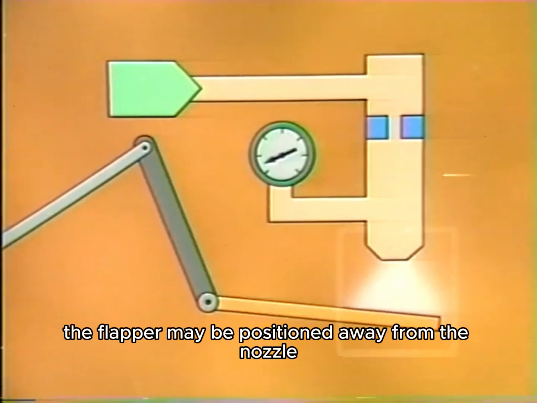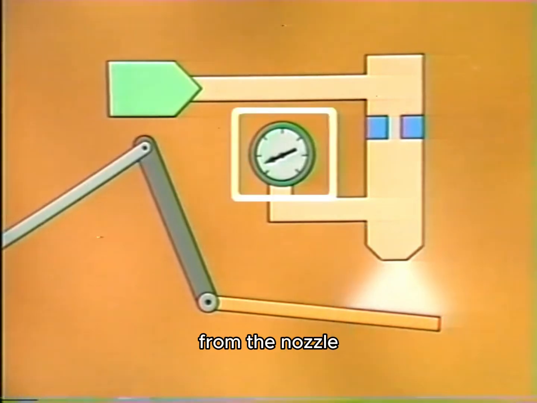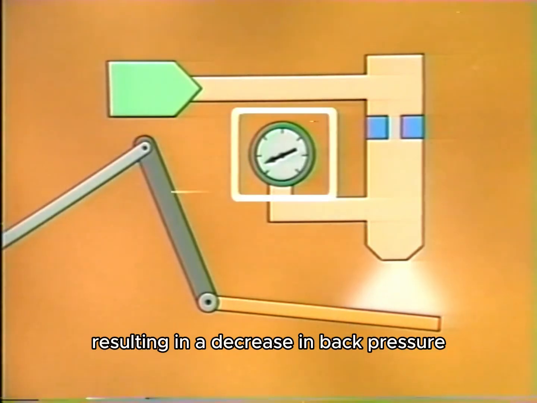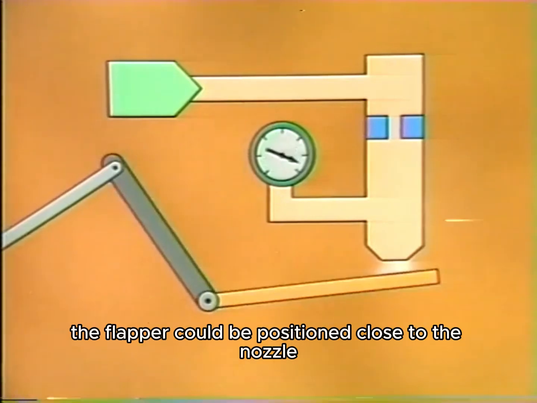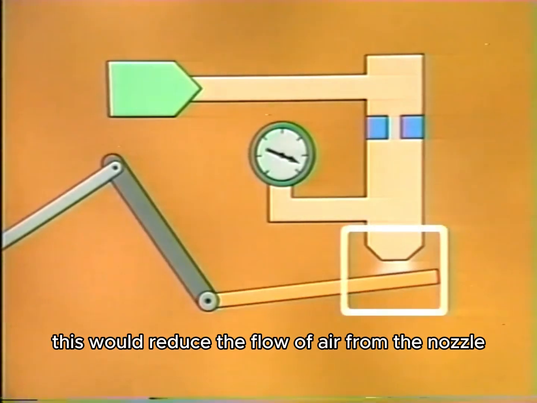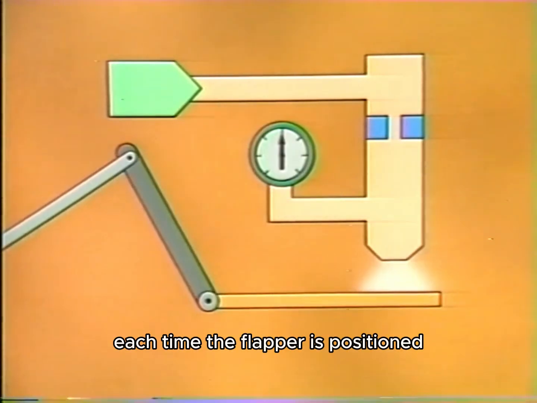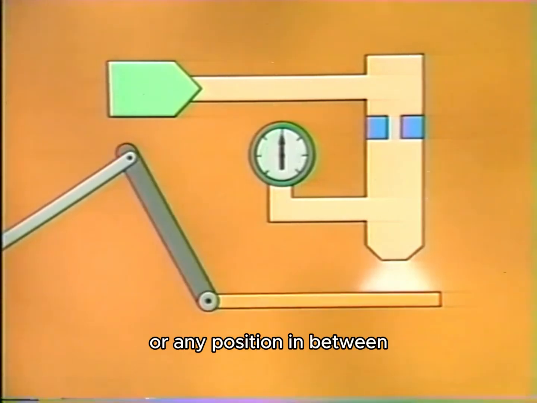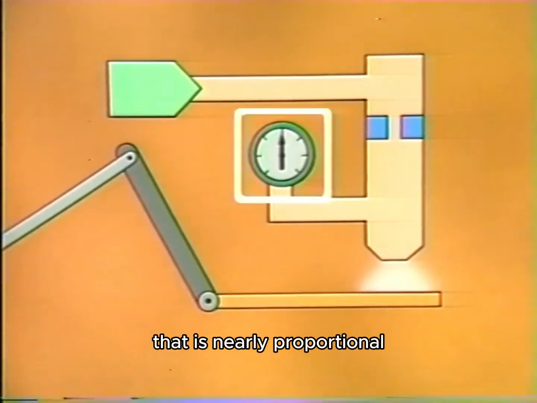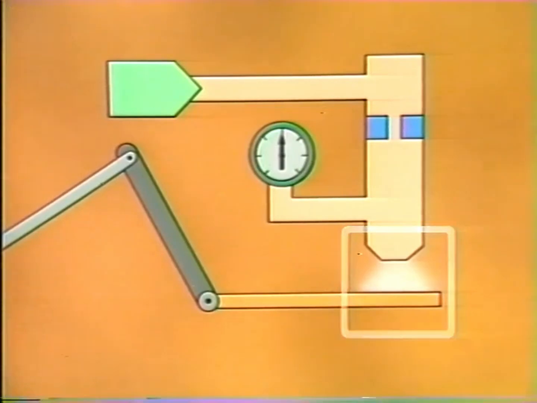For example, the flapper may be positioned away from the nozzle. This would allow air to flow almost unrestricted from the nozzle, resulting in a decrease in back pressure. On the other hand, the flapper could be positioned close to the nozzle. This would reduce the flow of air from the nozzle, increasing the back pressure. Each time the flapper is positioned, whether it covers or uncovers the nozzle or any position in between, it results in a back pressure that is nearly proportional to the distance of the flapper from the nozzle.